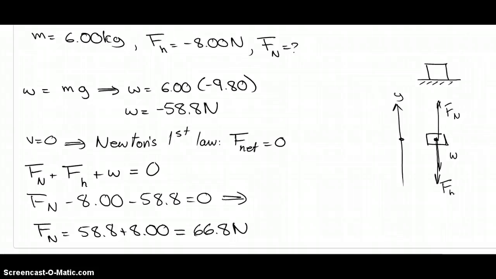I take a look at it. It is positive, which makes sense because it's upwards. I also used 3 significant figures, which makes sense. So this will be my final answer.